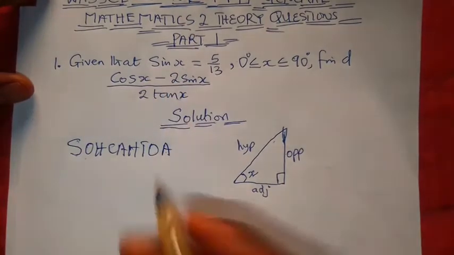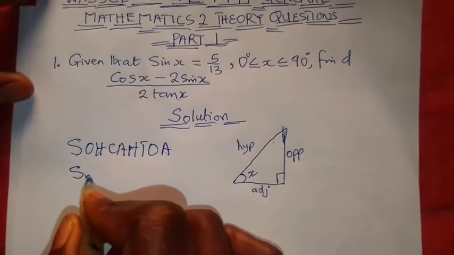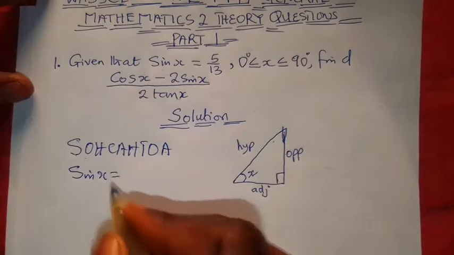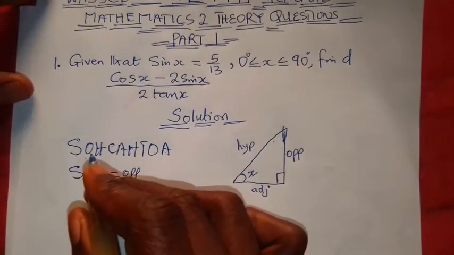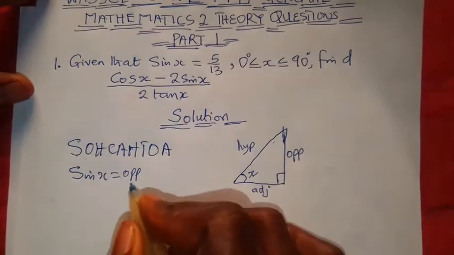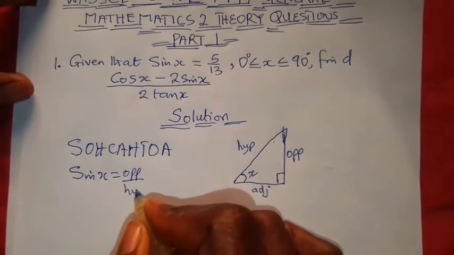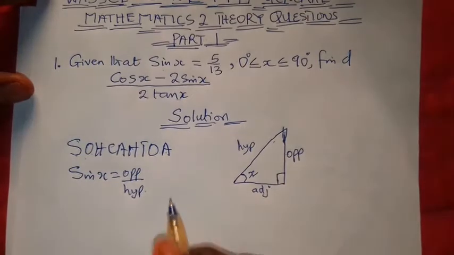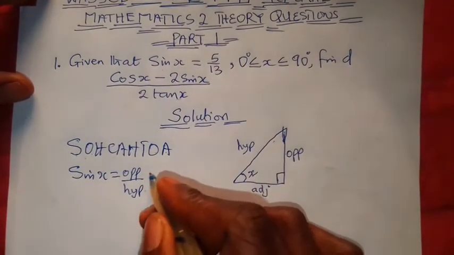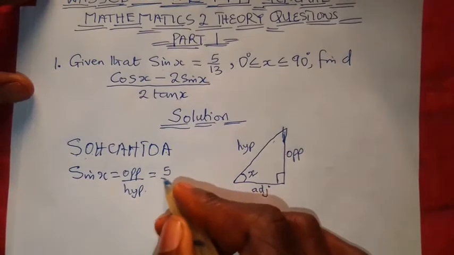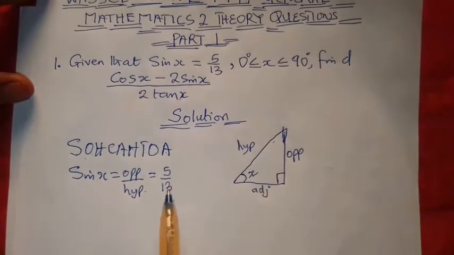So what we are going to do now is this. Since we are dealing with sine x, we write it out as sine x. For our sine x, we have opposite, as you can see here, O is for opposite, then H is hypotenuse. The value for sine x is given as 5 upon 13, so we put sine x equals 5 upon 13. What does this tell you? It tells you that the opposite side is 5 and the hypotenuse side is 13.